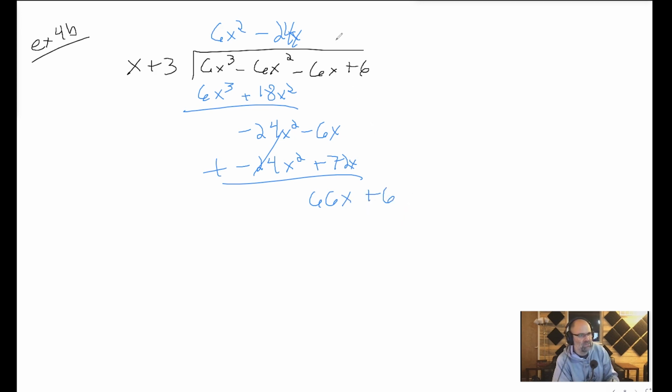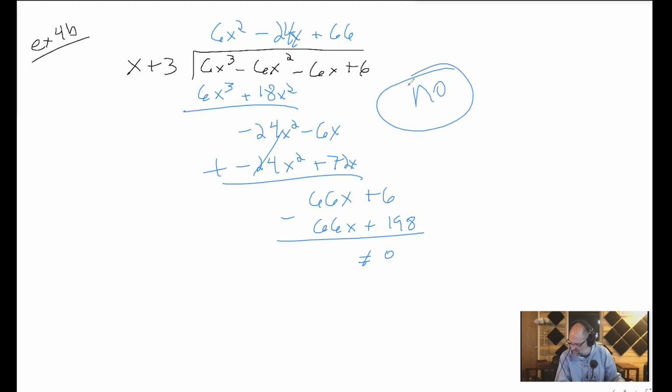All right, multiply or divide, and you just get 66 times that is not going to be that. So you don't even have to finish that. So that's like 198 or something ridiculous. Okay, and so when you subtract that, that is not 0, so no, it's not a factor.